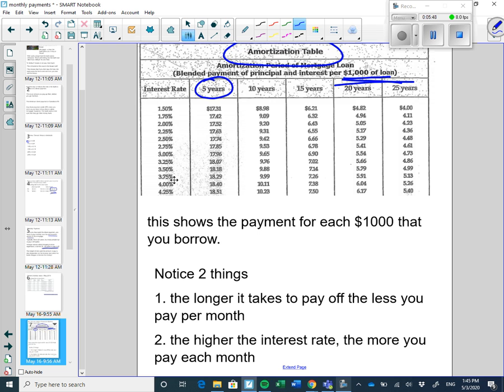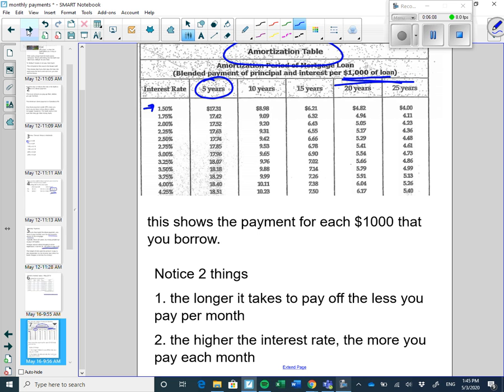And obviously, the higher the interest rate, like say, for example, here, 5 years, 17.31. If you get a higher interest rate, like 4.25%, you pay $18.51 per thousand. So you want to try your absolute best to get the lowest rate possible. And then it's deciding how long you can afford to make these payments, okay?